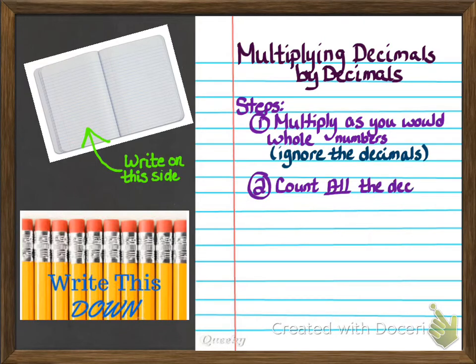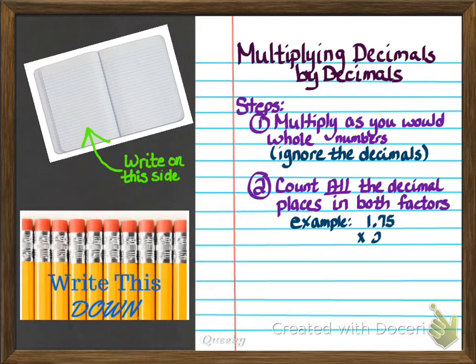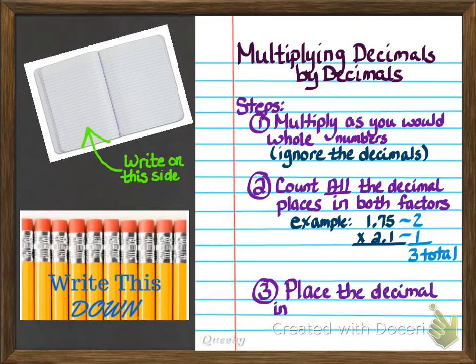Step 2, you're going to count all the decimal places in both factors. So for example, in the problem that you see here, we've got 1 and 75/100 times 2 and 1/10. If we look at the first number, we see the decimal point. There are two numbers that come after the decimal point, the 7 and the 5. And in the second number, the 2 and 1/10, we have only one digit after the decimal point. So we get a total of 3 decimal places.